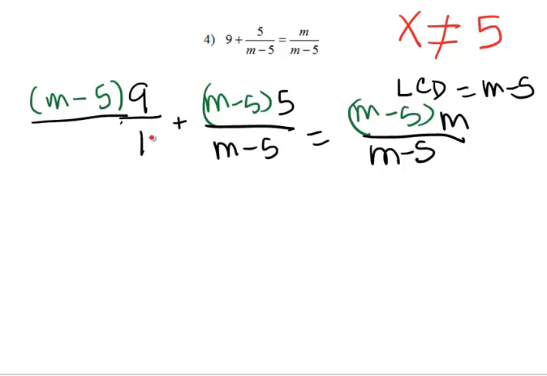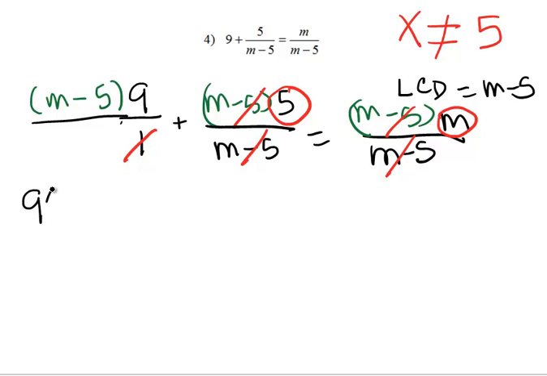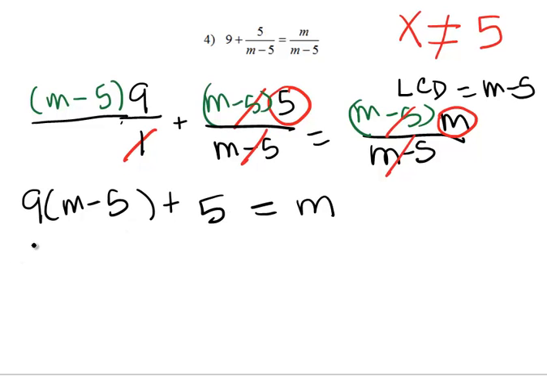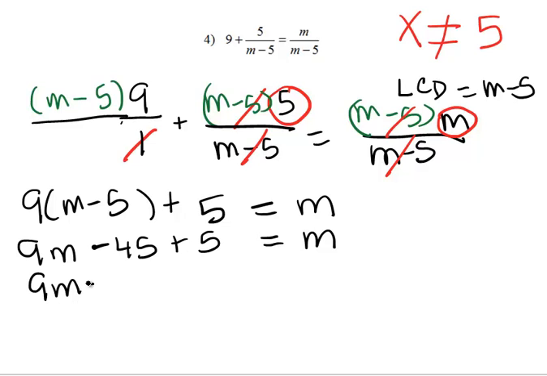There's actually nothing to cancel here except the 1 which is hiding in there, so that's gone. Here I can get rid of that, and it'll leave behind my 5. And here I can get rid of that, and it'll leave behind my m. So when I'm done, I'll have 9 times m minus 5 plus 5 equals m. So 9m minus 45 plus 5 equals m. 9m minus 40 equals m.